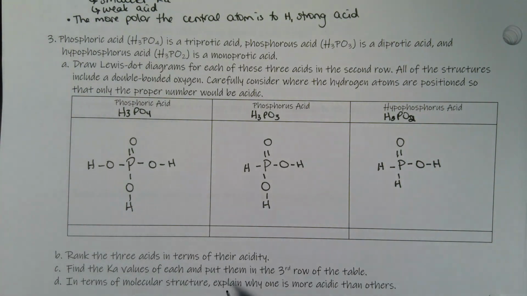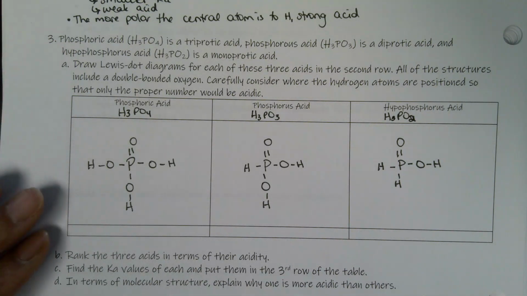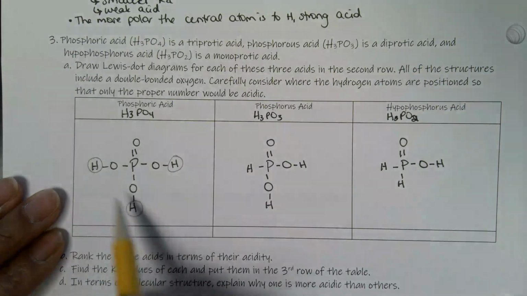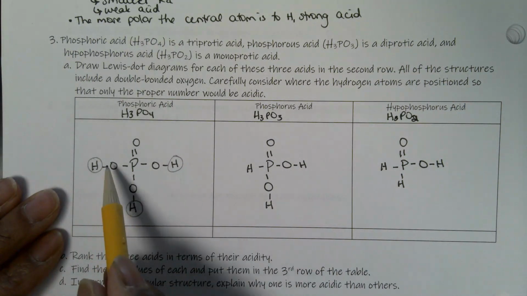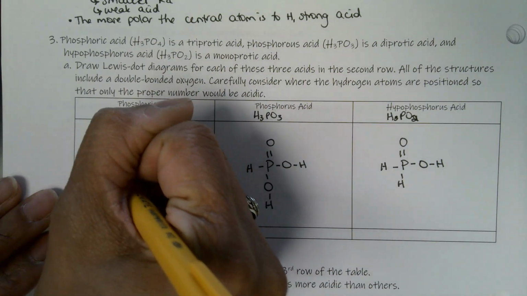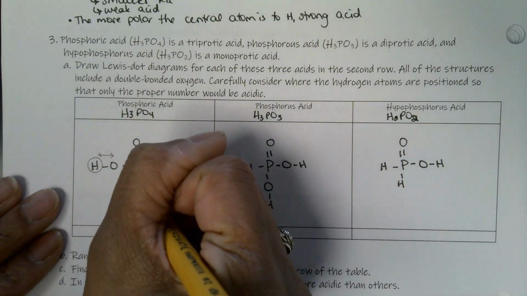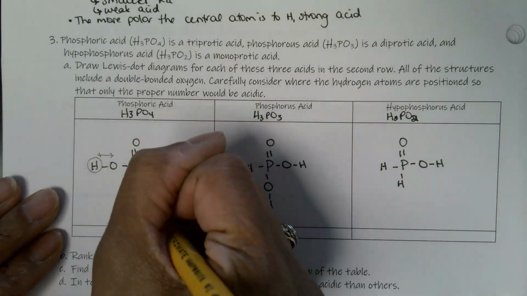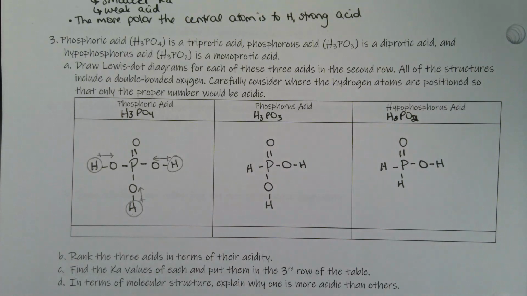So then we're going to rank them in terms of their acidity. So if we think about what can be removed, these hydrogens are a lot less electronegative than those oxygens. So they're likely to be a very polar bond. And so therefore, those could actually deprotonate pretty easily.